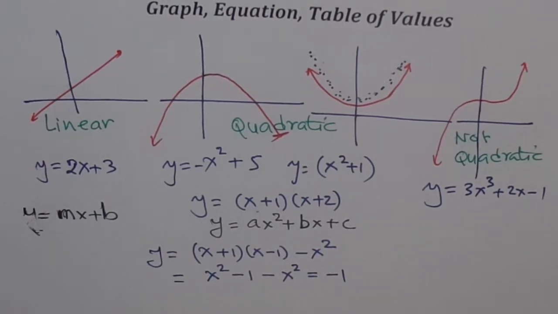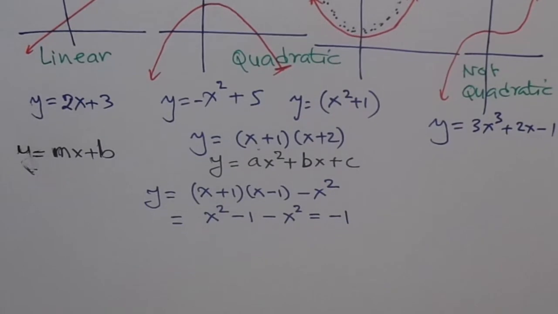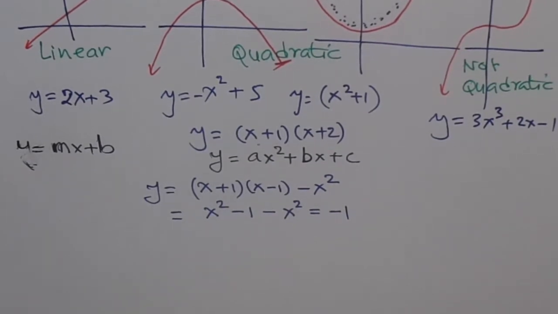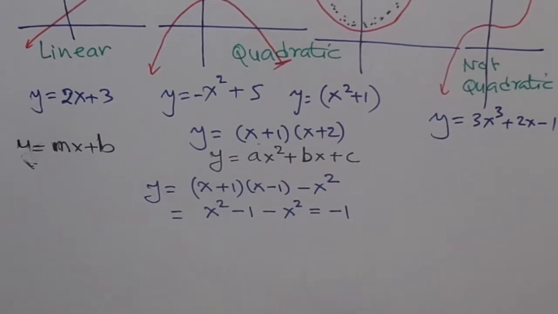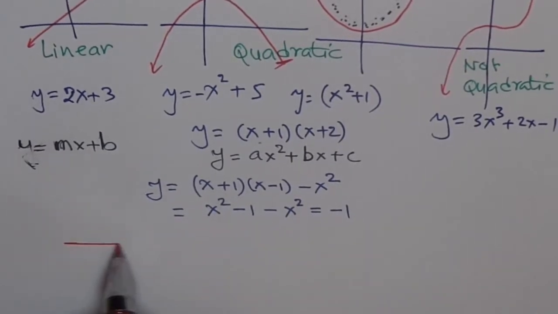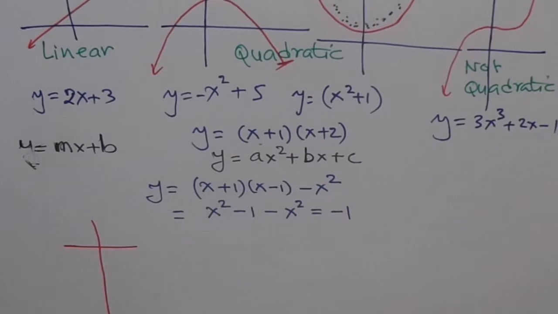Correct? Now, we come to the third thing, which is table of values. Table of values actually can definitely give you or suggest what kind of relation it is. So what do we mean by table of values? Normally, we have x values and y values.